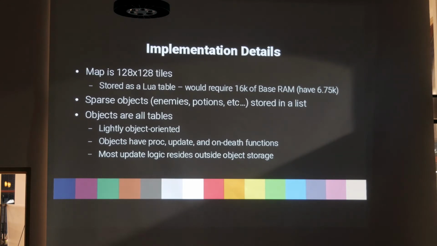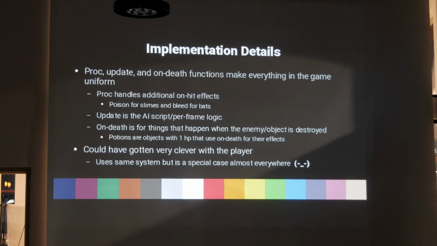They're all stored in a list. The objects are all tables. They've got just a bunch of data. They're kind of like structs, but they actually do have methods on them. They have these proc, update, and on-death functions, which I'll talk about on the next slide. And most of the update logic for them actually resides outside of the object storage itself. So again, these proc, update, and on-death functions make everything in the game uniform, which I thought was really cool.